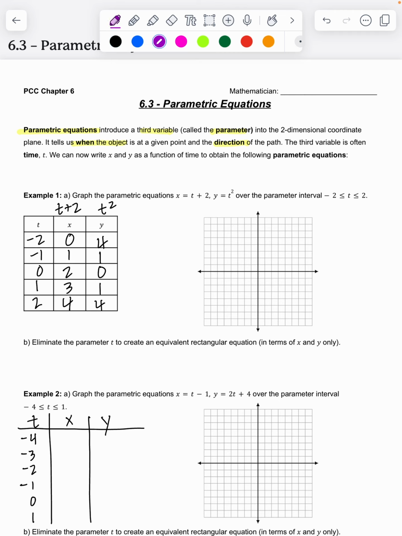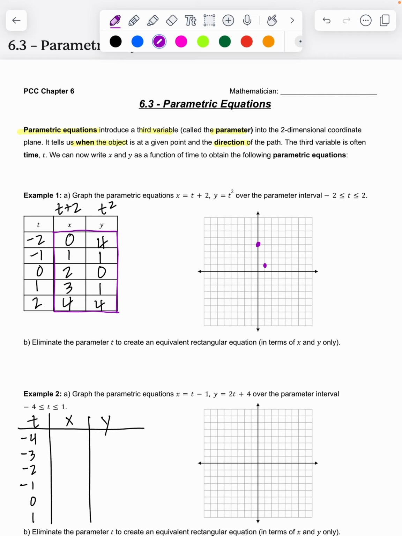Okay, so once you have those filled in, you are going to graph them as single x, y coordinates, but you're not going to connect them with a typical line or a typical connection. You're going to connect them with arrows to show the direction in which they're going. So at the first point, when t equals -2, we have 0, 4. So I'm going to plot the point 0, 4. And for the next one, when t is -1, I plot the point 1, 1.